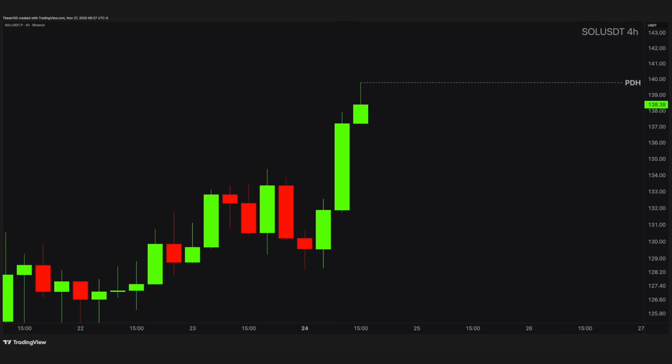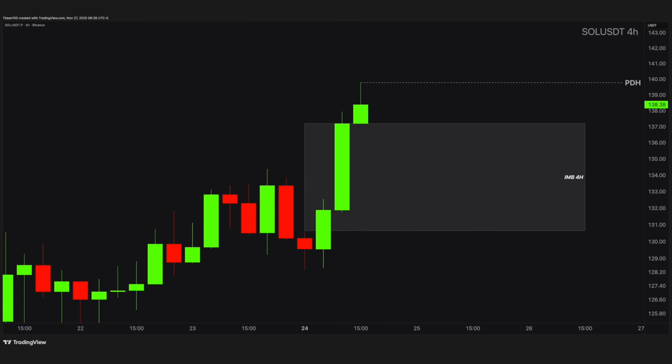Solana gave us a really clean example recently on the 4-hour time frame. We had the previous day's high sitting above the price as a clear target. And we also had this huge 4-hour imbalance area lining up with a demand order block. So overall, we already knew the direction and the possible entry area.